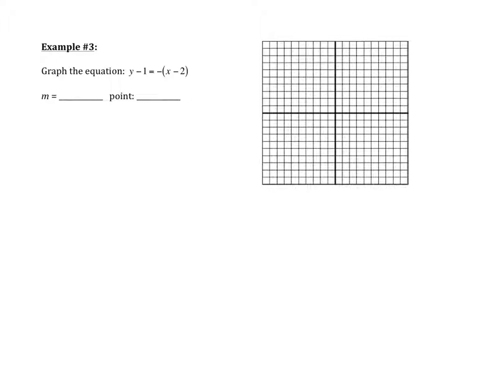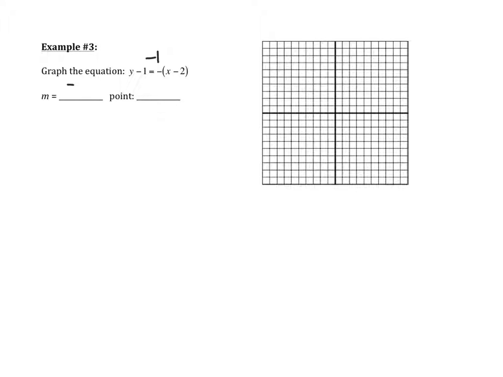So here it is, example number 3. Graph the equation y minus 1 equals negative times x minus 2. So again, I can identify this as in point slope form because y is not by itself and I have parentheses in my equation. Remember, the number in front of x, or in this case in front of the parenthesis, is your slope. So if I have just a negative sign, that's implied to be a -1. So my slope is -1.